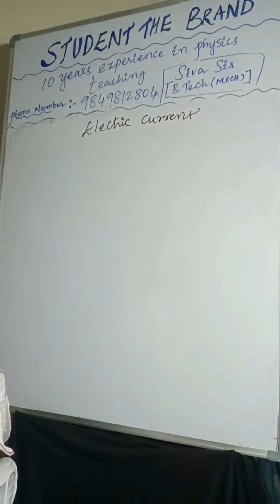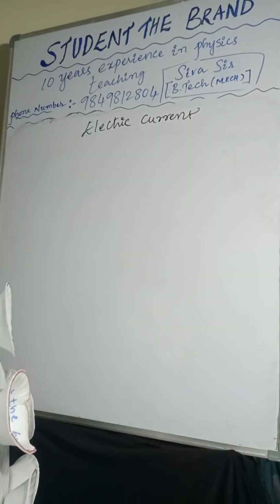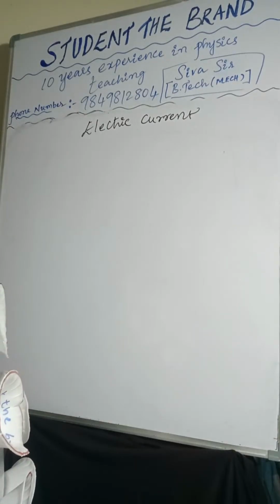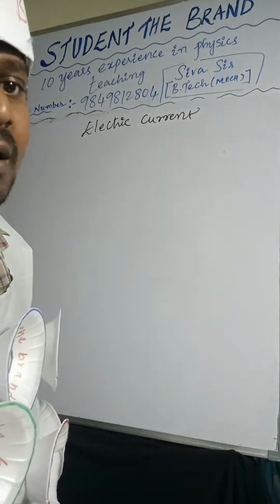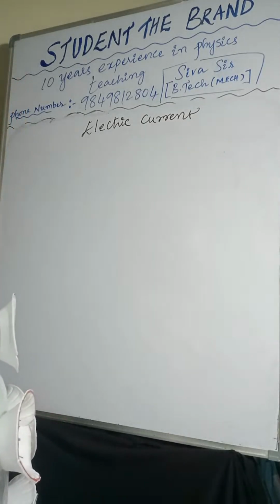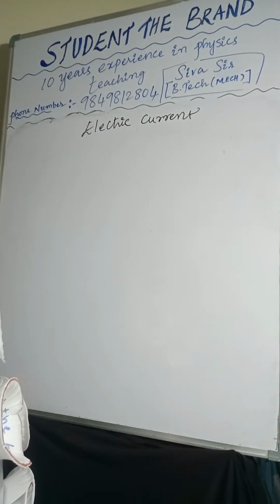So what is resistance? Resistance is the phenomena of opposing the electric current. The SI unit of resistance is ohm.